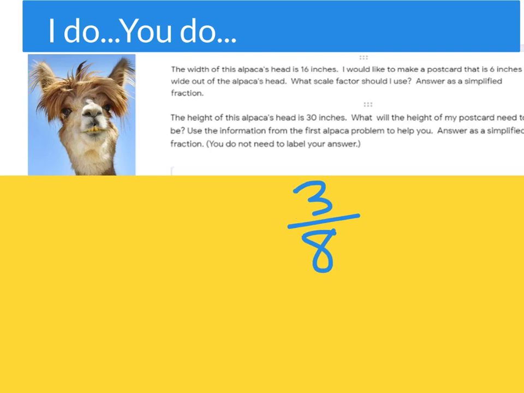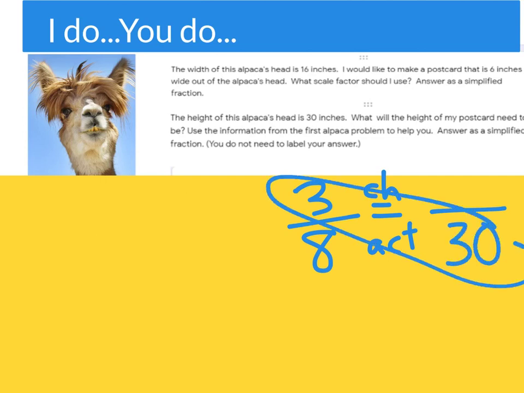The next question says the height of this alpaca's head is 30 inches. What will the height of my postcard need to be? Well, again, this is the changed, this is the actual, and I've already got it simplified, so I know that every 8 actually needs to shrink down to 3. And now we're saying that alpaca's head is 30 inches actually, so I need to then multiply and divide to find out what it should be after we change it. And it says answer as a simplified fraction, so when I do that I get 11 1/4.